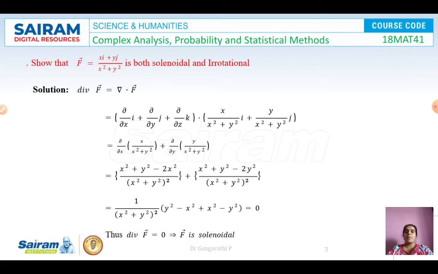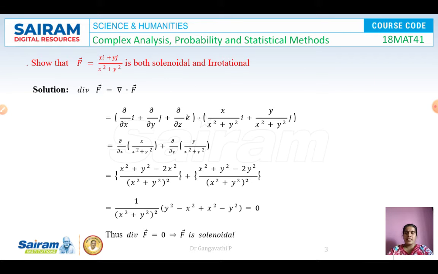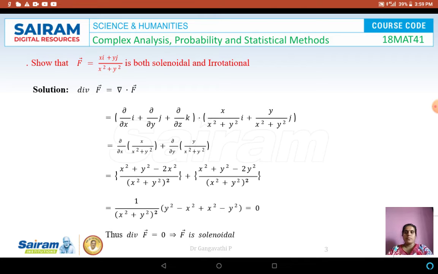So the first problem: show that vector f is equal to (xi plus yj) divided by (x square plus y square), which is both solenoidal and irrotational. So we have to show this vector f is solenoidal as well as irrotational. When do we say a vector f is solenoidal? If divergence of f is equal to 0.